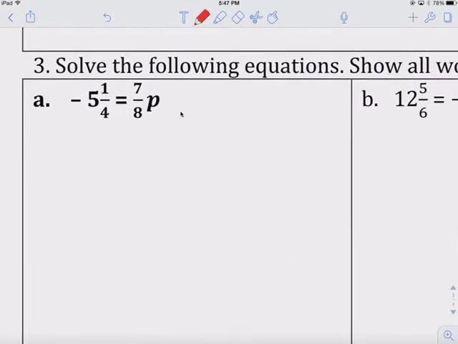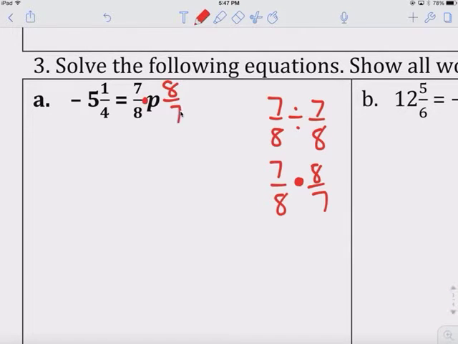Remember, this is division. The opposite of multiplication is division. Divide by 7 over 8. With dividing, you have to flip the second one: keep, change, flip, reciprocal. So you're basically timesing 8 over 7 at the end right here. If you do it to one side, you must do it to the other, times 8 over 7. Cancel out, you have left P.